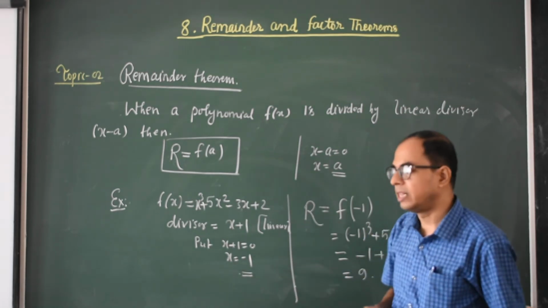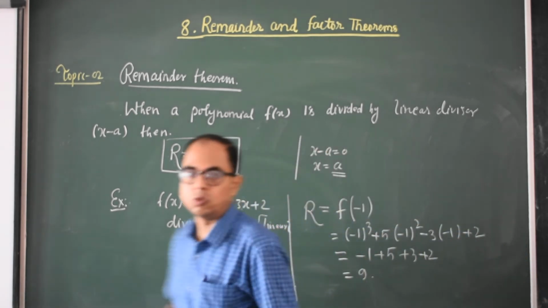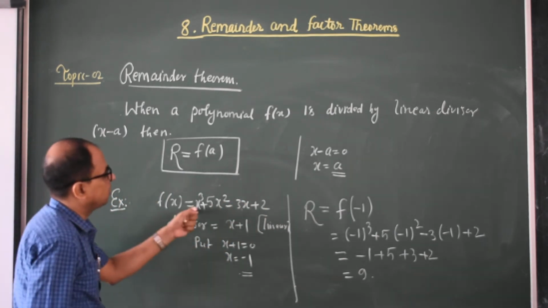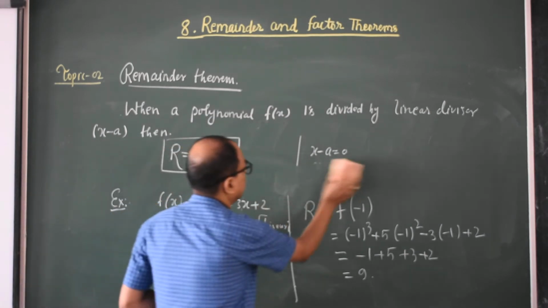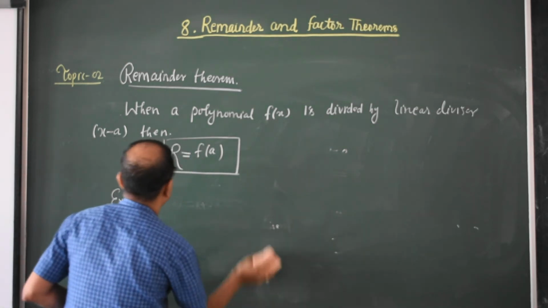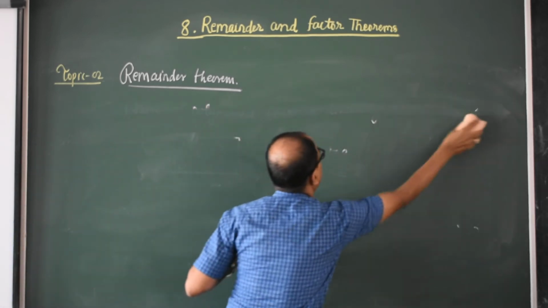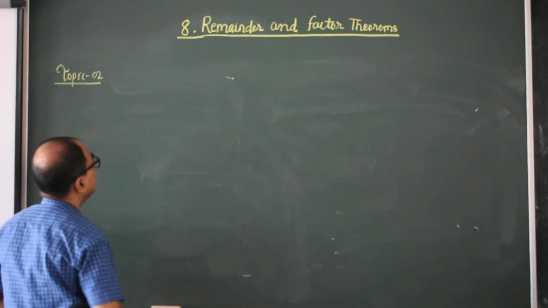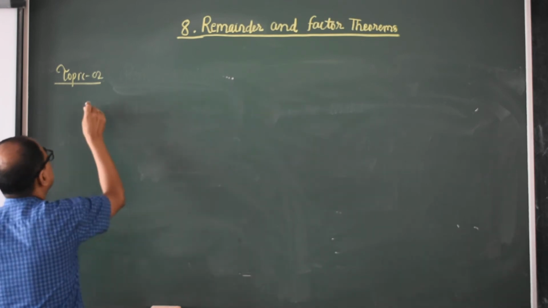Here we will use the synthetic division method because that method is easy to use. So suppose in the same question we have to find the quotient also. So to find the quotient, we will use the synthetic division method.